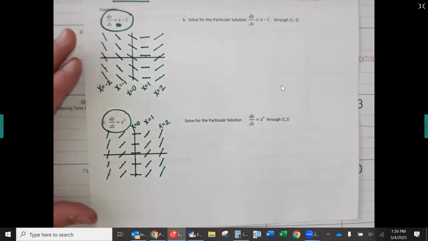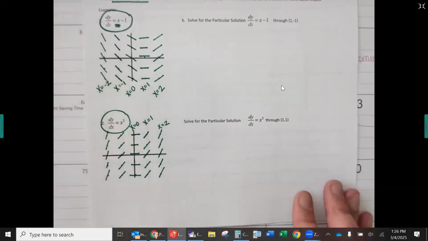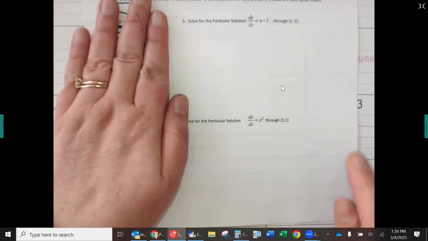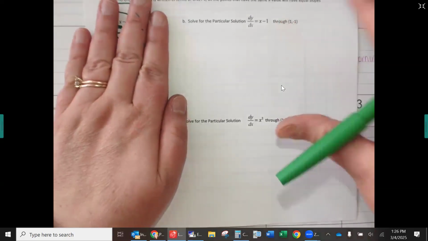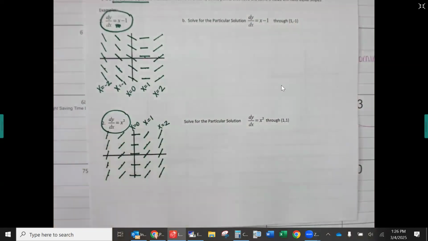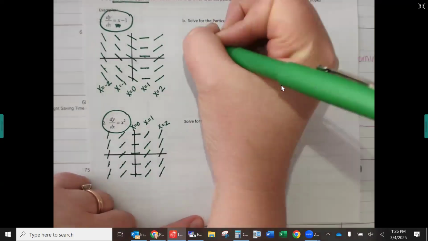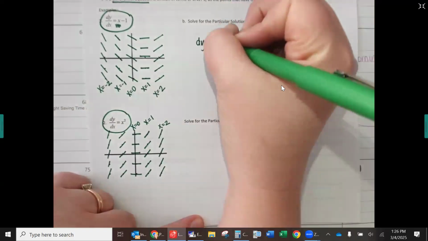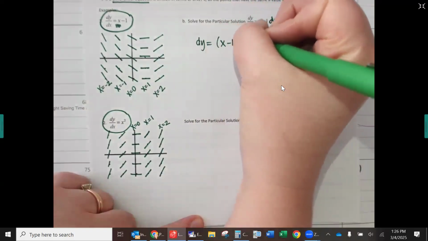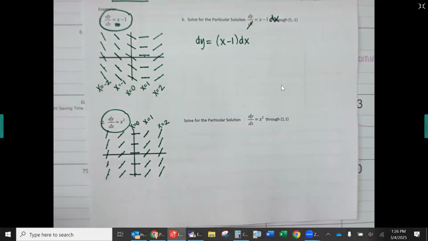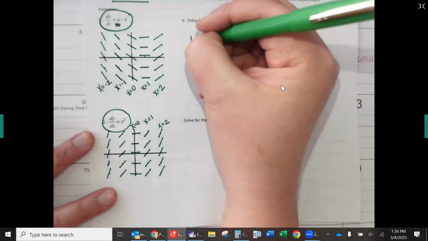Okay, so now let's talk about what does that have to do with what we did last class. So I want you to pretend that we didn't do this and that I asked you last class to solve this. Okay, here's what you would do. Step number 1 is you would separate. Now, when I look at this equation, I notice that I don't have any y's to move, but I do have a dx that's on the wrong side. So let's multiply our dx up to the other side. So now I have dy equals x minus 1 dx. Now, because the dy is by itself, we're going to call that a 1 dy.